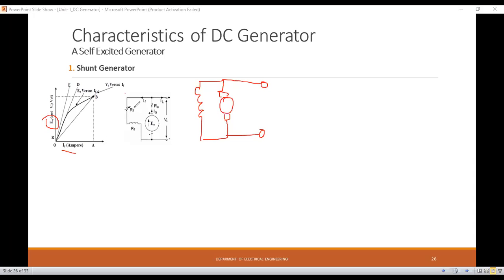The first one is due to residual magnetism, the second one is a linear relationship, and the third one deviates from the linear relationship. After that it will be constant for all values of field current. So in the case of OCC characteristics, it is similar.